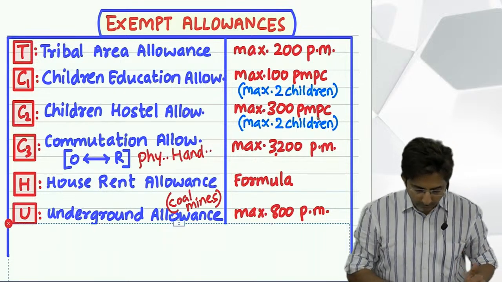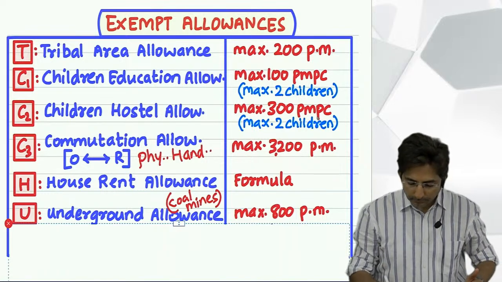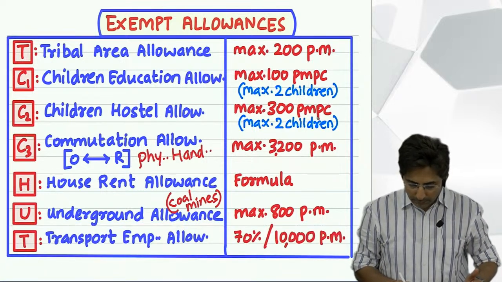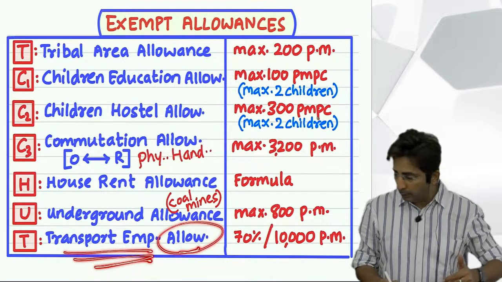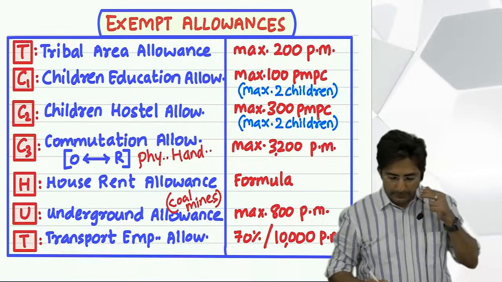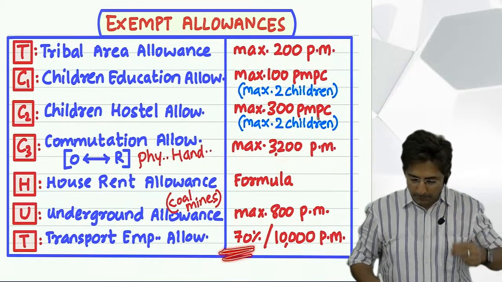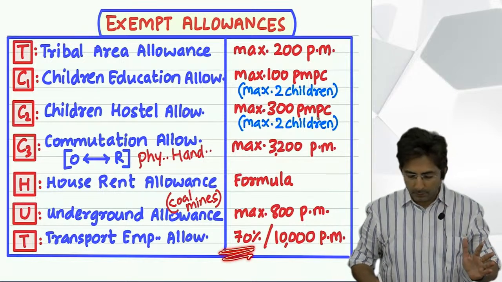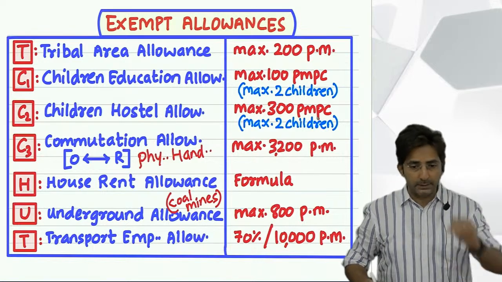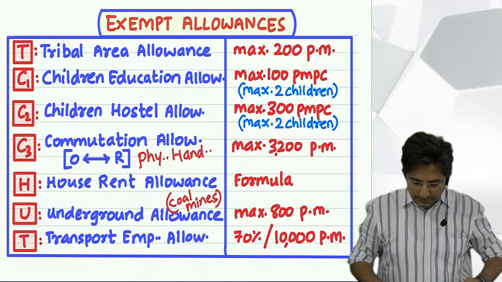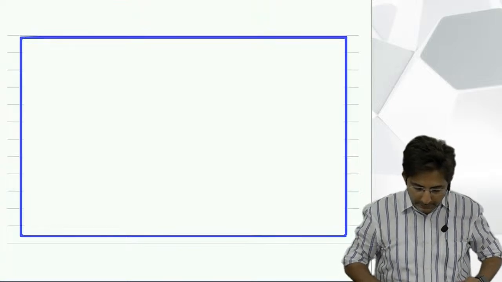So what is the rule for this? Read. What I have written here, transport employee allowance. It means allowance received by transport employees, okay? And the rule is 70% of what you receive, or 10,000 per month, whichever is lower, whichever is less. I'll just take one example to show how to present in the exam.